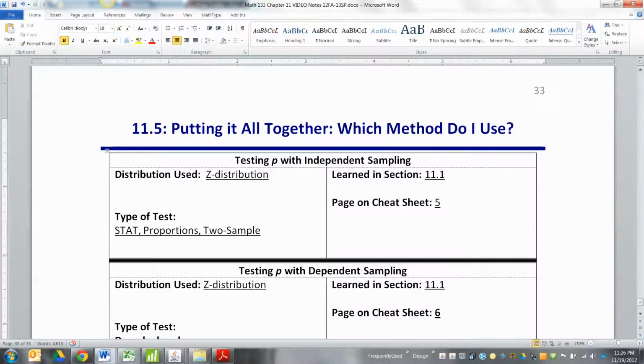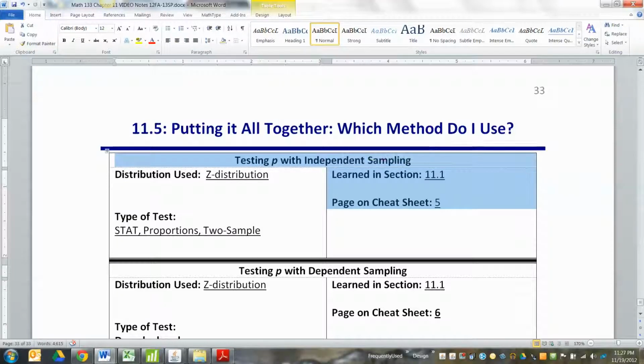So the question becomes, on your exams, you're not going to be told necessarily which kind of hypothesis test you're using. So let's put this all together, shall we? If you're testing the proportions P, actually the difference in proportions for multiple samples, with independent sampling, that's going to be what we learned in 11.1, right?